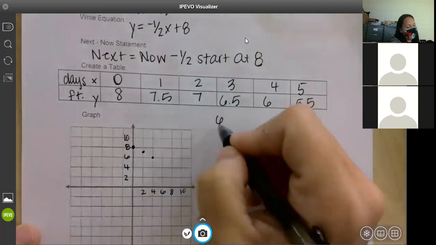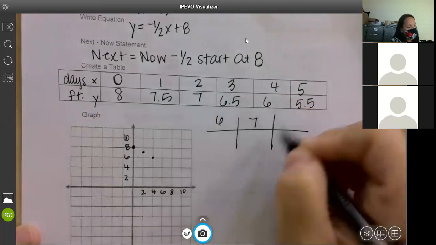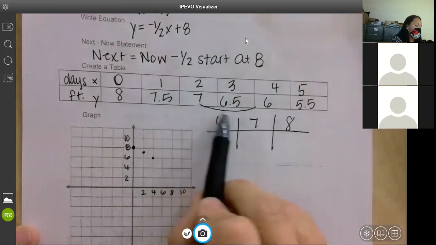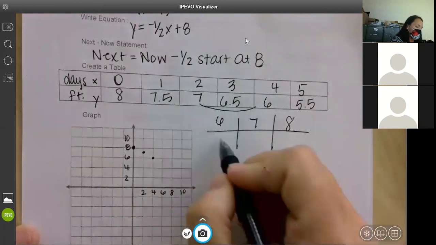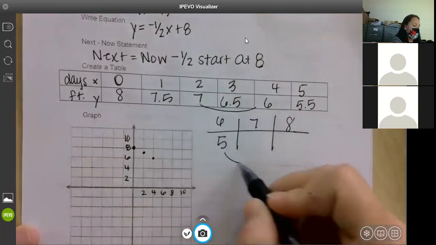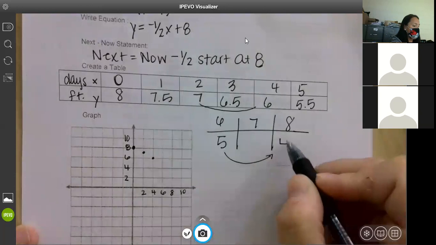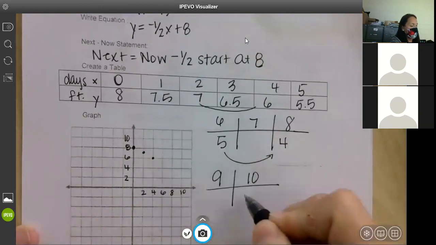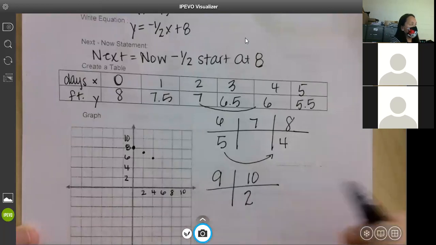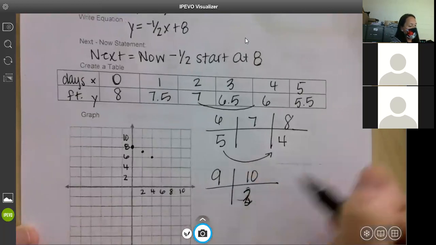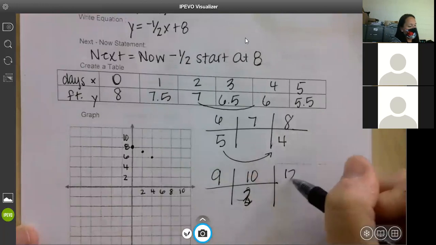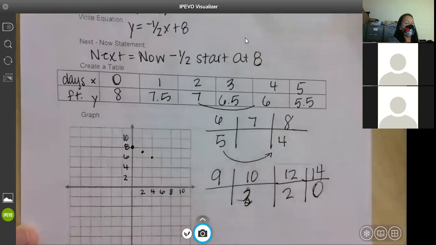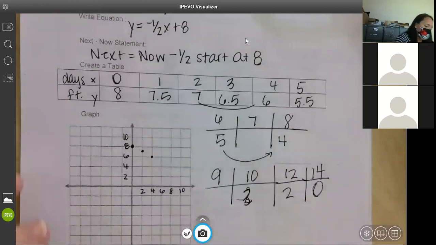Keep going in your chart. 6, 7, 8. So look at this. Every other one I'm going down by 1: 7 to 6, 6 to 5, 5 to 4, skip 9. 10 is going to be at 3, sorry. 11, 12 will be at, and 14 will be at 0. So how long did it take him to melt?